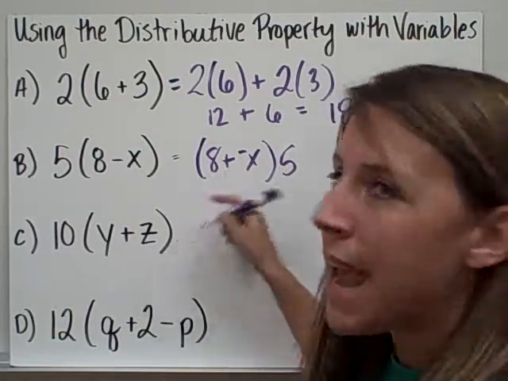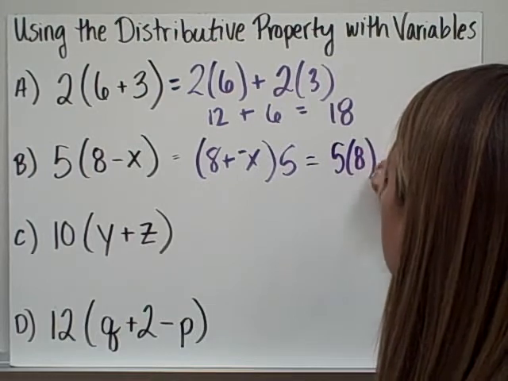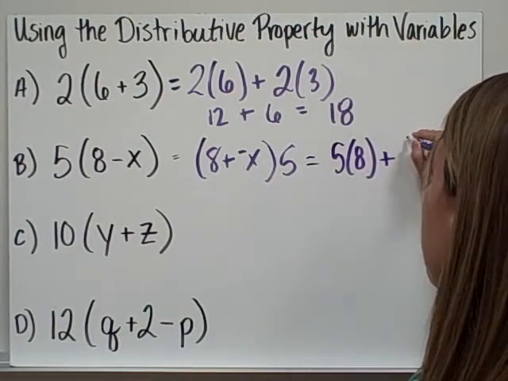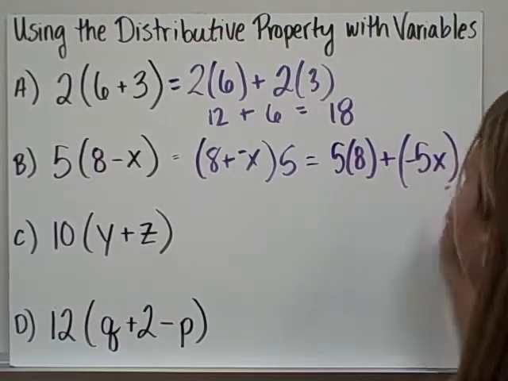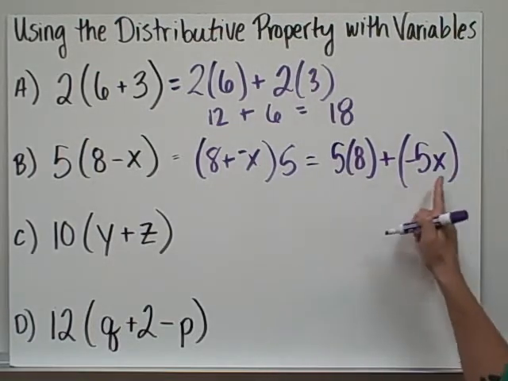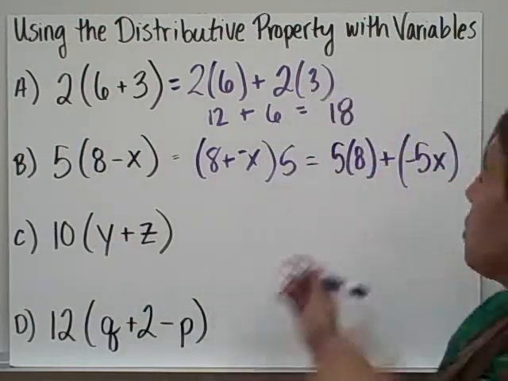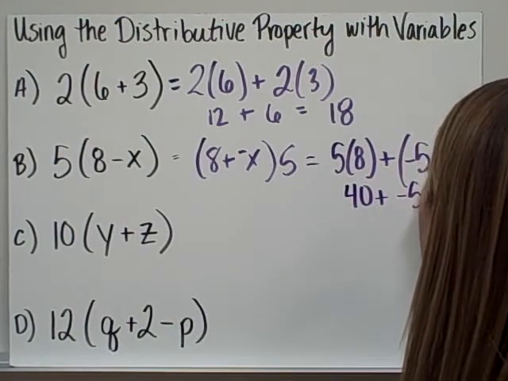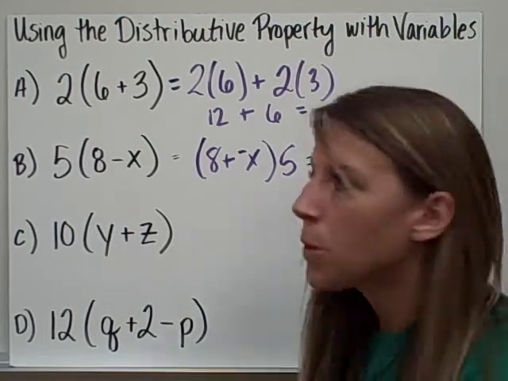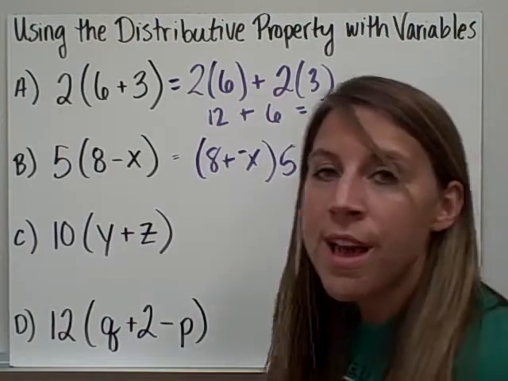So 5 times 8, we can say, well, that's equal to 5 times 8 plus a negative 5 times x, which is negative 5x. And when I have these terms, they're not like terms, and we'll talk more about that later, but this would be your solution after you would say, well, that's 40 plus a negative 5x. Okay? And you could put this in parentheses just so you know that's a negative 5x that holds that value.